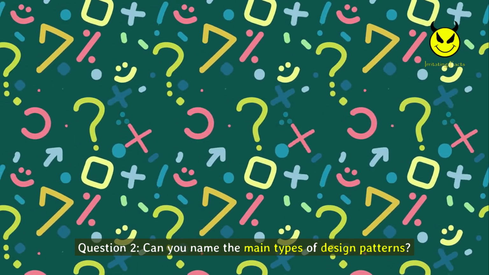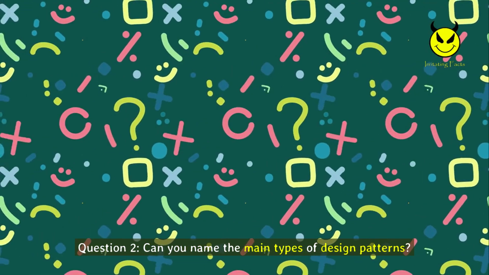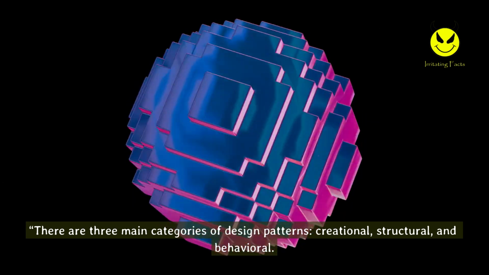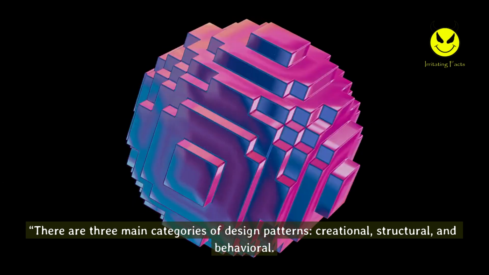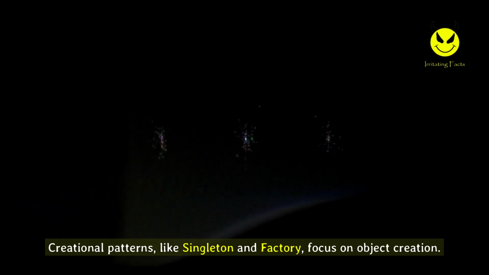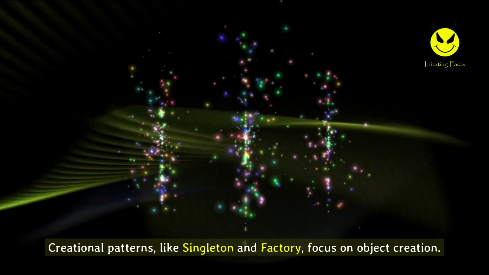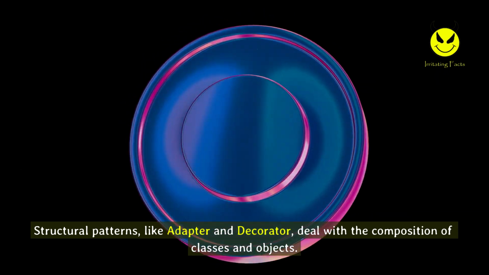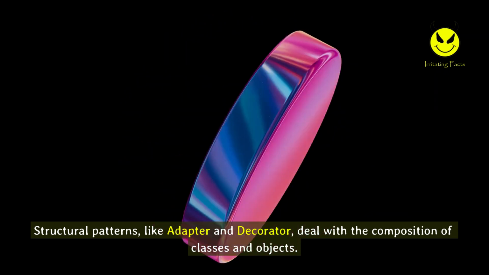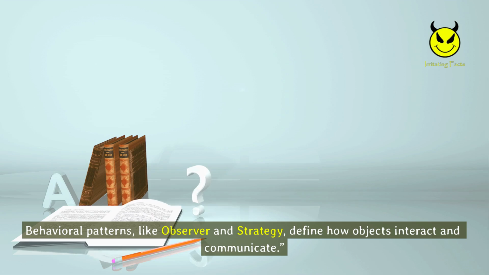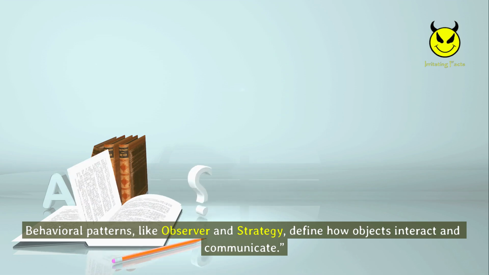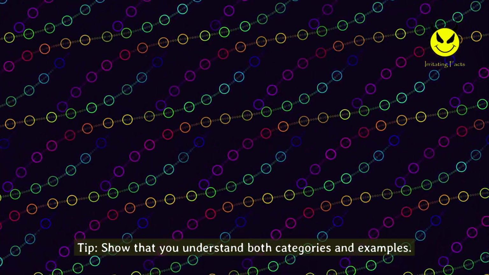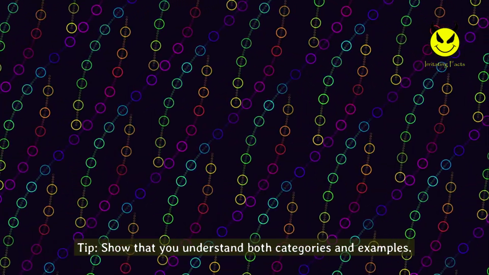Question 2. Can you name the main types of design patterns? Answer begins here. There are three main categories of design patterns: creational, structural, and behavioral. Creational patterns, like singleton and factory, focus on object creation. Structural patterns, like adapter and decorator, deal with the composition of classes and objects. Behavioral patterns, like observer and strategy, define how objects interact and communicate. Tip: show that you understand both categories and examples.